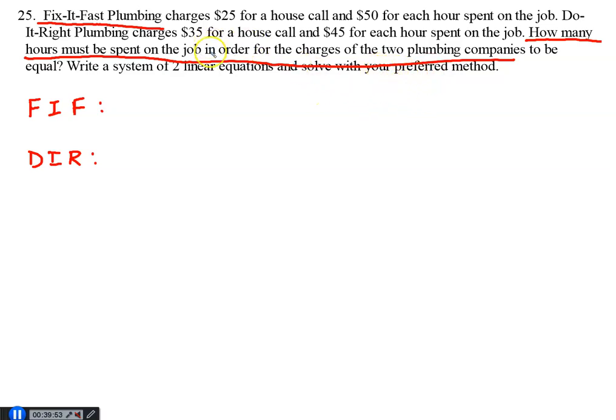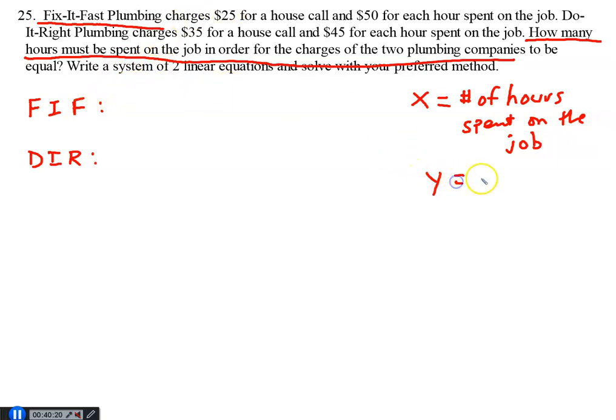All right, so remember, when you set up a variable, it should answer the question. So the question is how many hours must be spent on the job. So x, my variable, is going to represent number of hours spent on the job. For fix it fast, let's add one more variable. y is going to represent how much they charge, dollar amount charged.